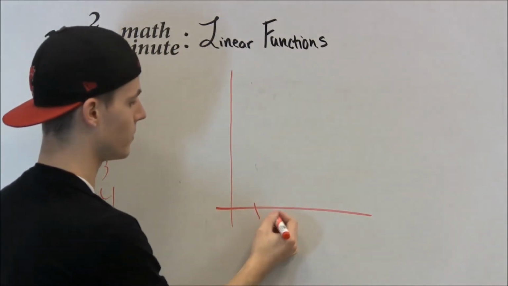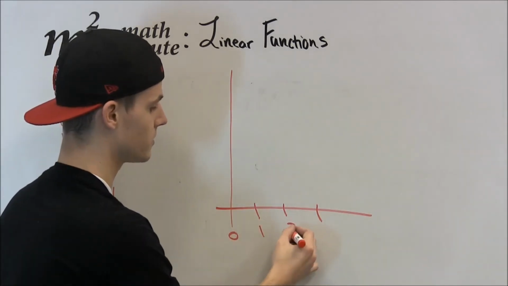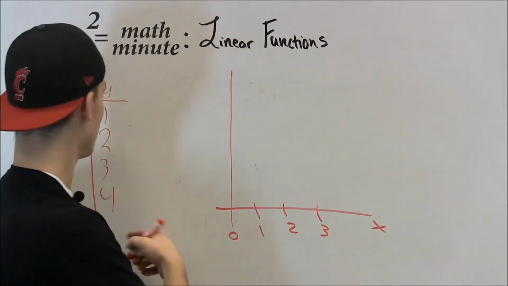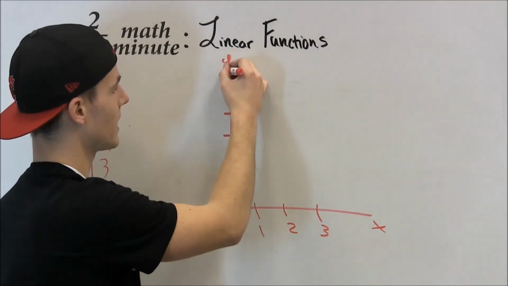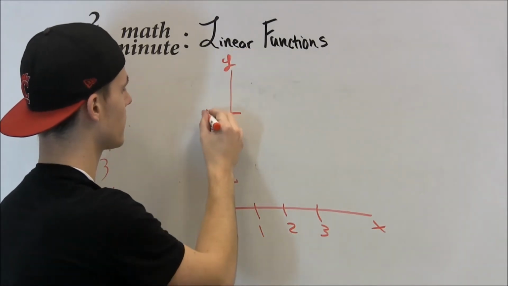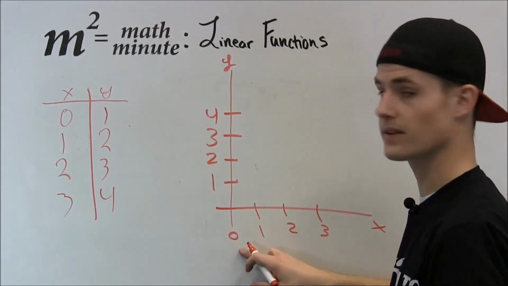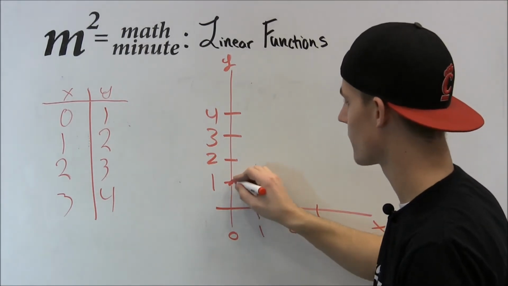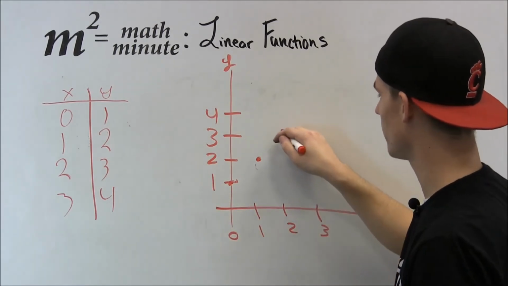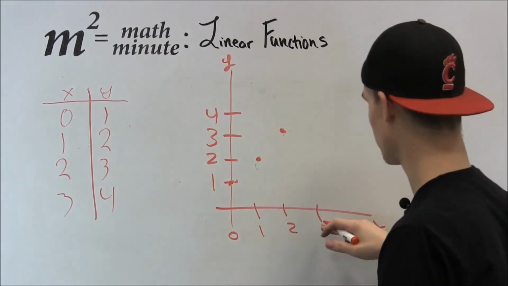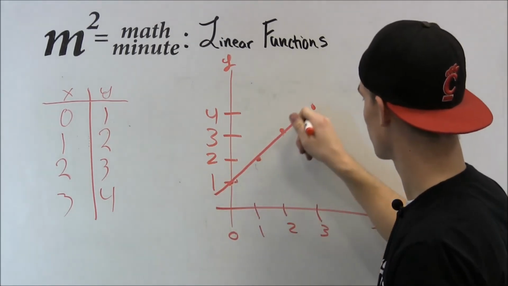So 0 is our x value, then 1, 2, 3. These are the x values. And we have 1 through 4 on the y-axis. Let's number them off: 1, 2, 3, and 4. Now we're just going to plug in our ordered pairs. 0, 1. X value is 0, y value is 1. 1 and 2. 2 and 3. And 3 and 4. As you see, we have a straight line right through there.